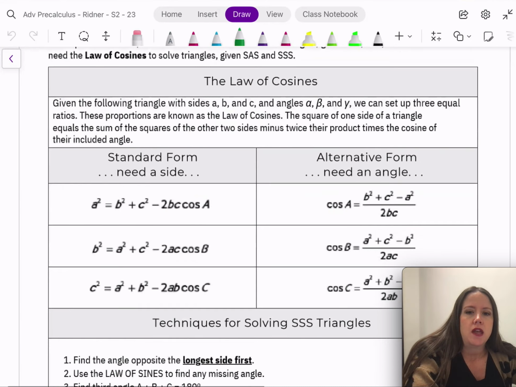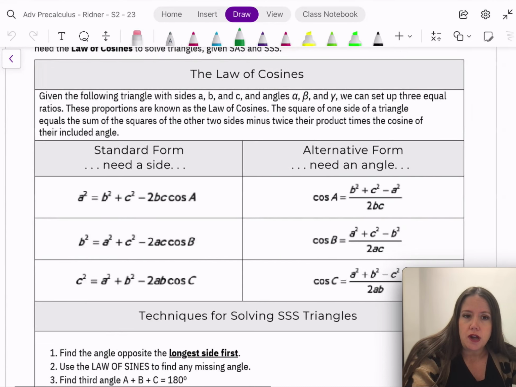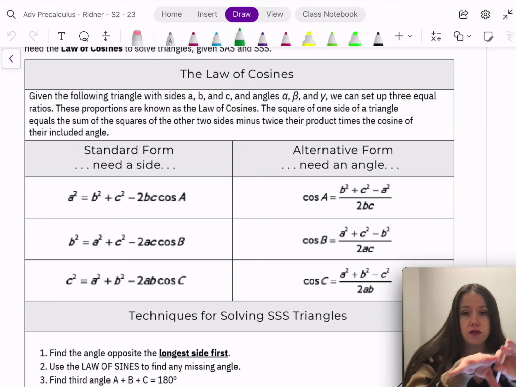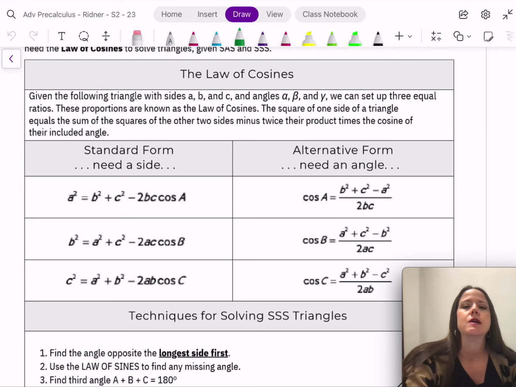So it looks like there's 6 different formulas if you look at your notes here, but it's the same formula manipulated. If you look, you've got a squared equals b squared plus c squared minus 2bc cosine A. Little a and big A are on the ends, and you use the other sides in the middle, but the formulas stay the same for all the standard form.